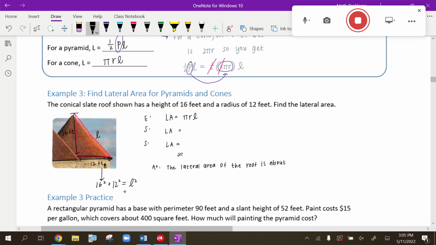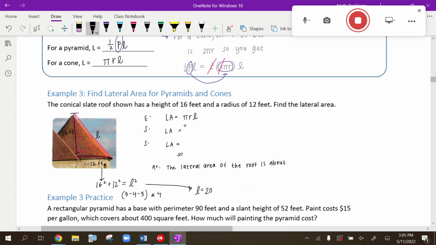You might also recognize that this is a 3, 4, 5 triangle multiplied by 4. 12 is 3 times 4. 16 is 4 times 4. That means that my slant height would be 5 times 4 or 20. Either way you solve it, you should get the slant height is 20.